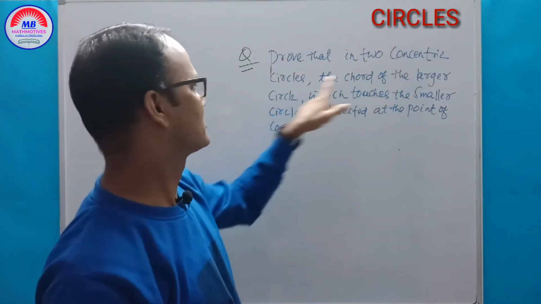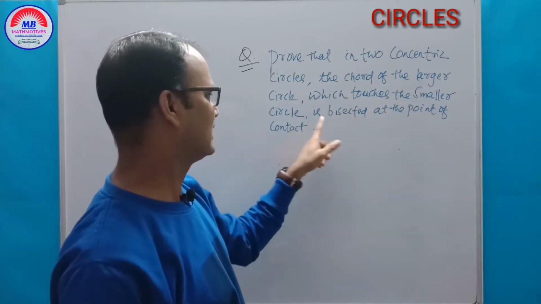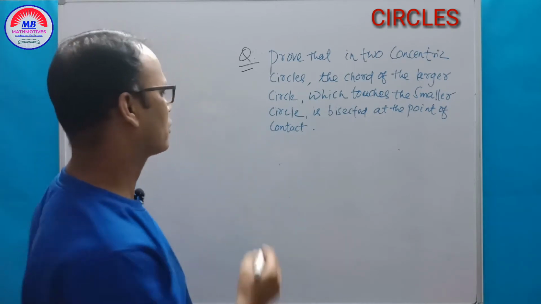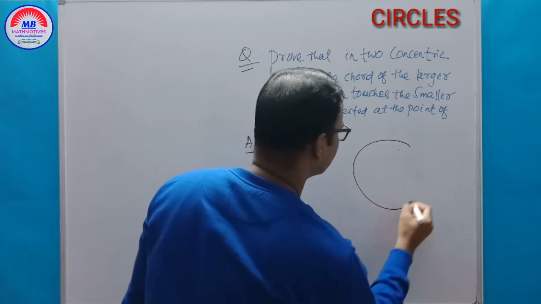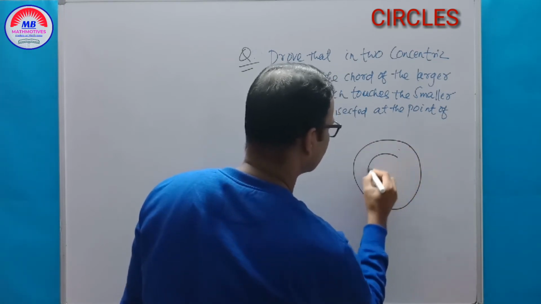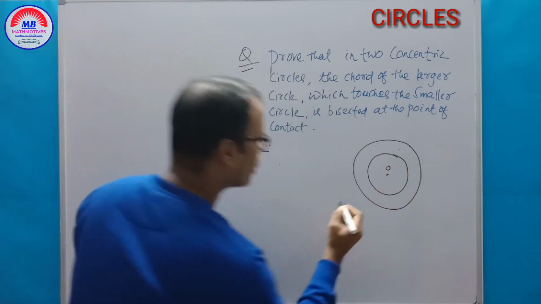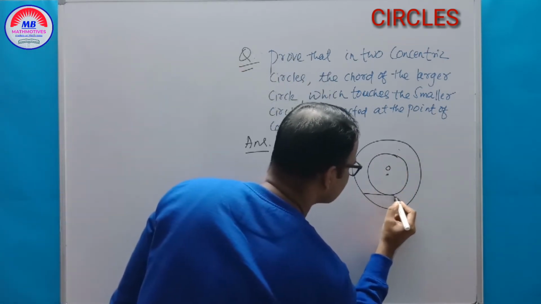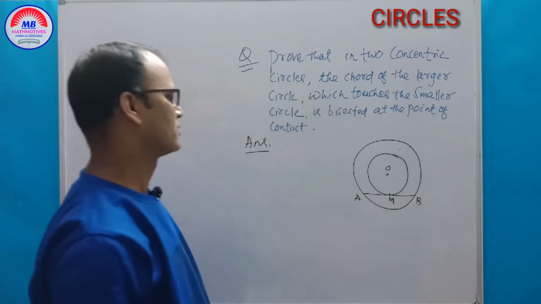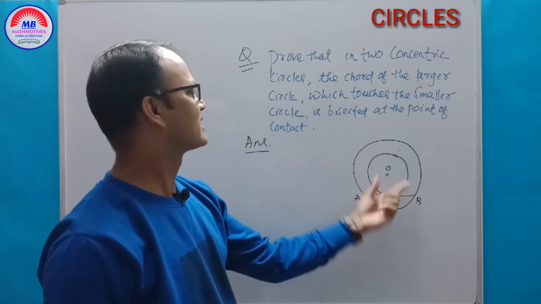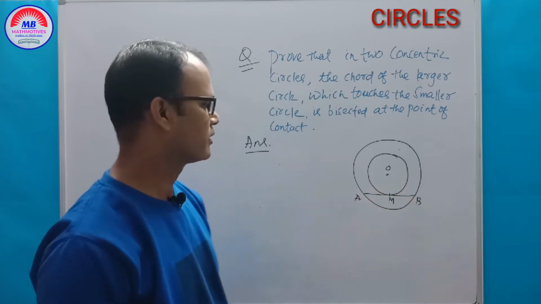Prove that in two concentric circles, the chord of the larger circle which touches the smaller circle is bisected at the point of contact. You see, two concentric circles, same center O. The chord of the larger circle, let the chord be AB, touches the smaller circle at M. So this point bisects the chord AB.